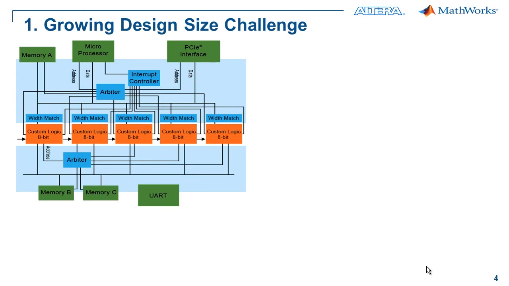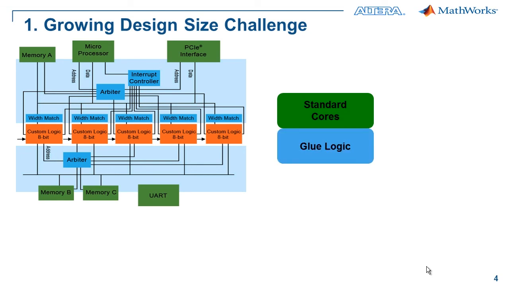The first design challenge we highlighted earlier was the growing design size challenge. If you take a look at your FPGA design, you can break down your design into 3 general buckets. The green standard cores represent design functions that are commonly available. For example, here the memory controllers, microprocessors, PCI interfaces, and UART would exist. The blue shaded area is glue logic. Glue logic is all the integration logic that connects your design blocks together. These would include your address buses, data buses, with matching logic, and arbitration logic.